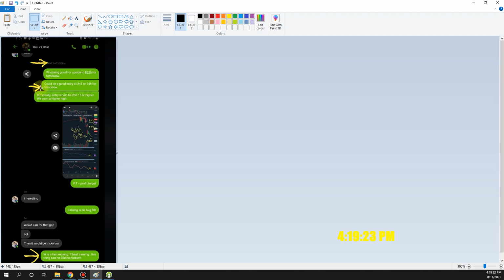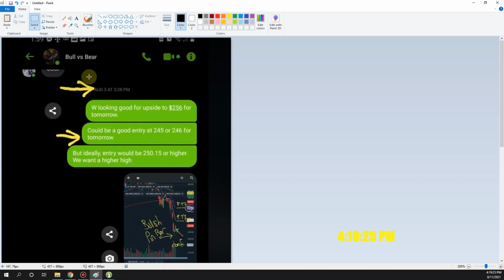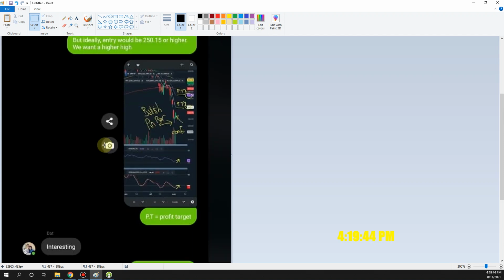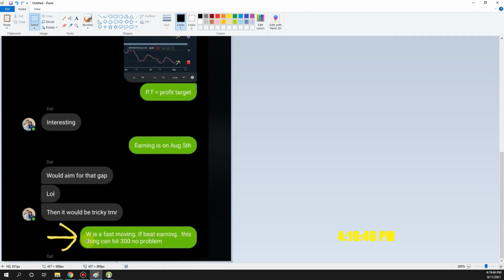So you can see here, August 3rd, I made this post in one of my chat rooms. I said W is looking good for upside to this price and for tomorrow. Notice it's August 3rd. We'll go to the chart in a little bit. Then I said it could be a good entry around this price range for tomorrow. But ideally, I like to enter around 250.15 or higher. We want a higher high. So I made a screenshot to show my thought process, and then I said W is a fast mover. It beat earnings because earnings is August 5th. This could easily move back to 300, no problem.